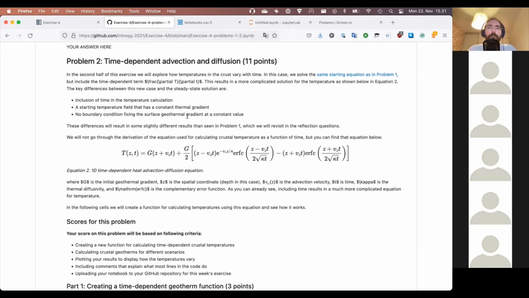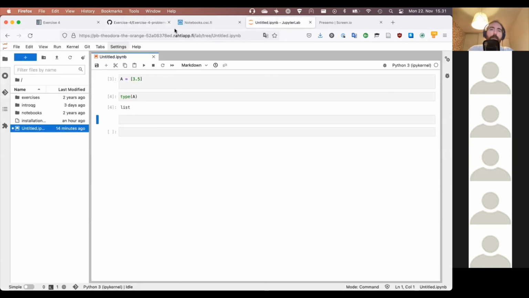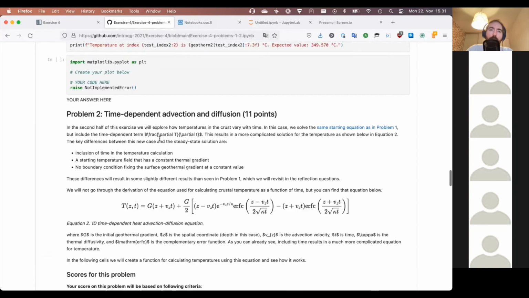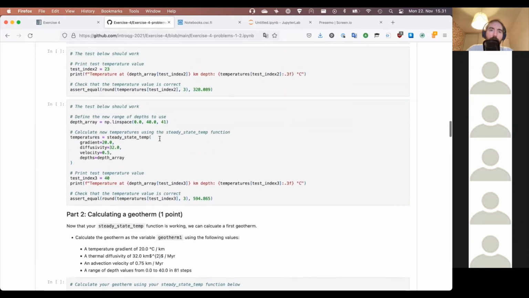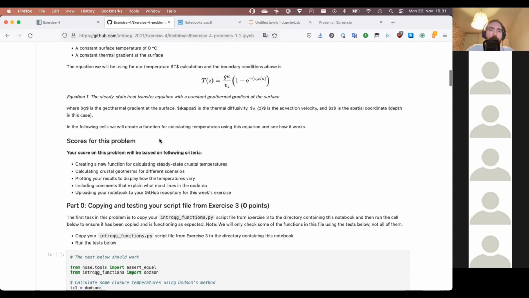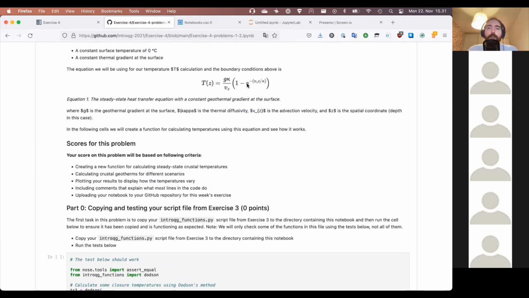Actually, one thing I did want to discuss now that I'm thinking about it is we do have one function we need to use both for problem 1 and problem 2. Let's just take a look at problem 1 because the equation's a little bit easier to look at. Here it is. You'll see there's a 1 minus e to the something in this equation. There's also several of them in equation number 2.